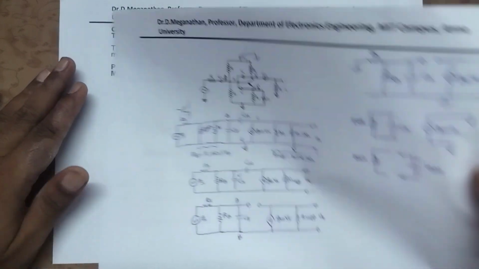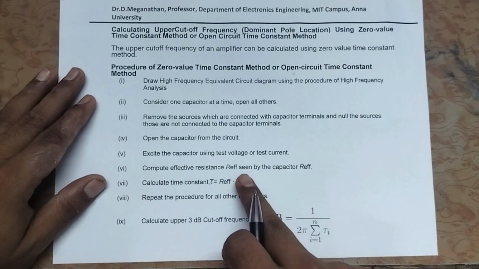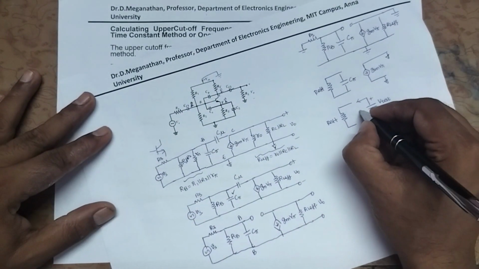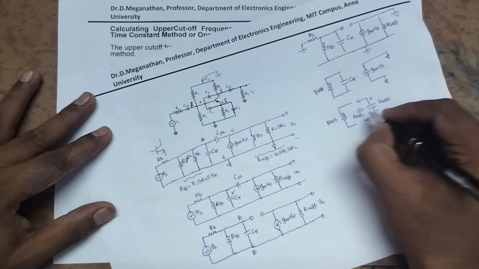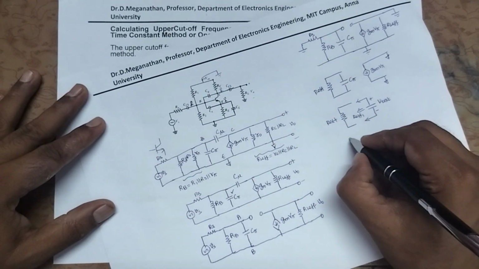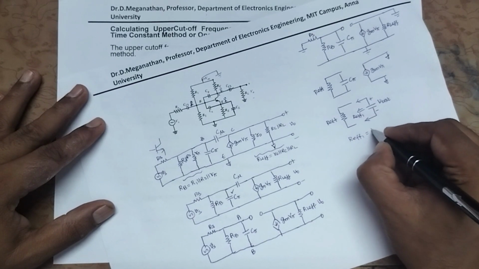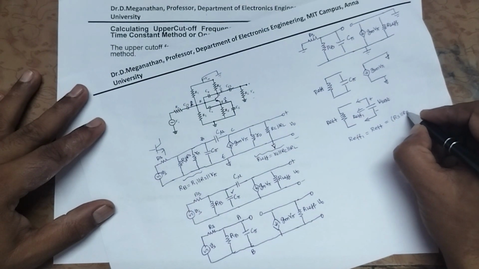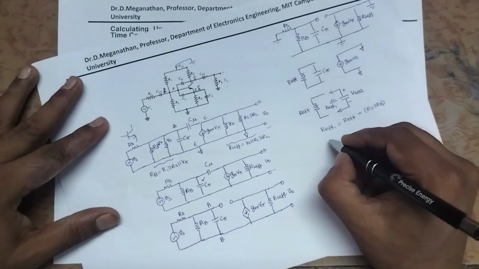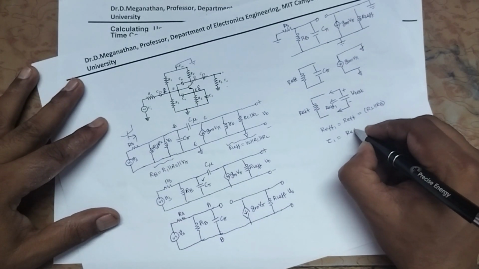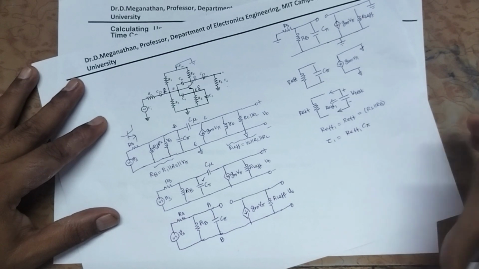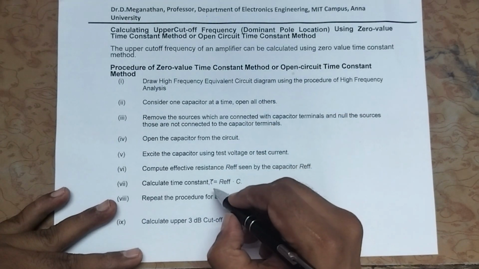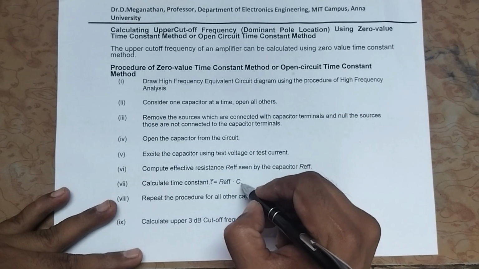The next step is compute the effective resistance seen by the capacitor. Let me say the effective resistance is R effective 1 for tau 1. So what is the effective resistance seen by the capacitor? It is R effective, which is nothing but Rs parallel to Rb. Okay. So what is tau 1? Tau 1 is R effective 1 into C pi. So again we will repeat it. Calculate time constant tau. Now first capacitor C pi we are considering. So tau 1 is R effective 1 into C pi.